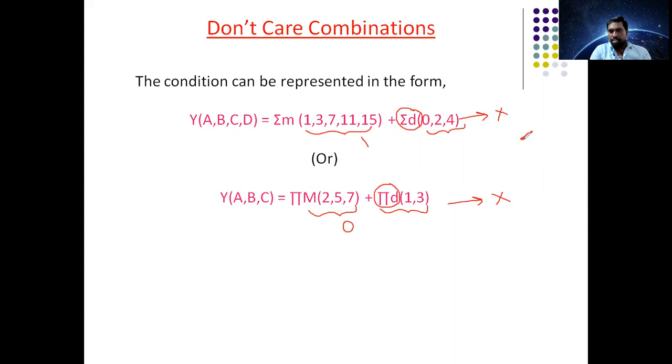SOP don't care means summation d. POS don't care means pi, small d. Small d is common; only this symbol will change, sigma here and pi there. You will get a clear idea when you solve a problem. We will take a problem here.